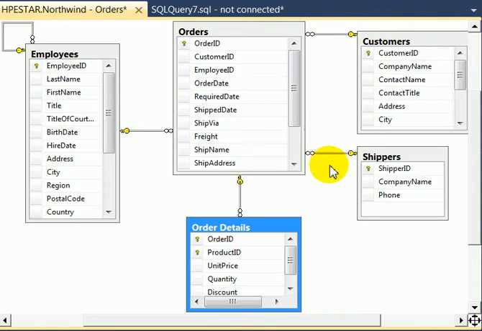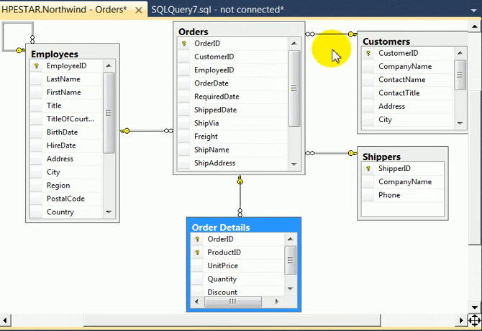Let's talk about shippers. The shippers have a many-to-one relationship to orders. That means many orders shipped by a shipper, for example, UPS, or many orders shipped by Federal Express, or many orders shipped by the post office. So this table is usually very small, like a few shippers. Meanwhile, the orders table is very large because a shipper like UPS may handle thousands and thousands of orders.